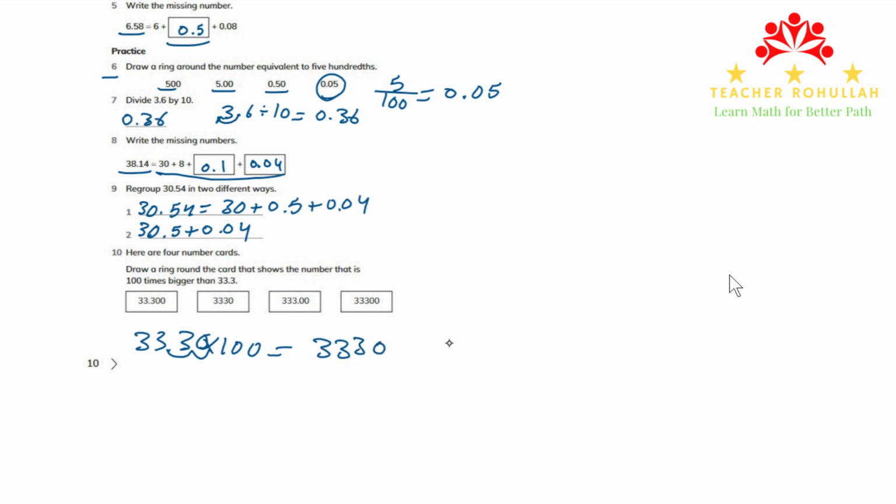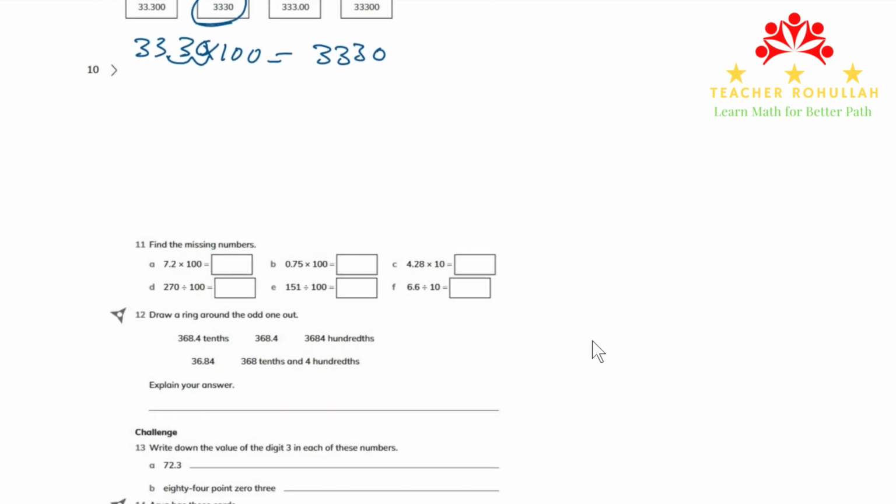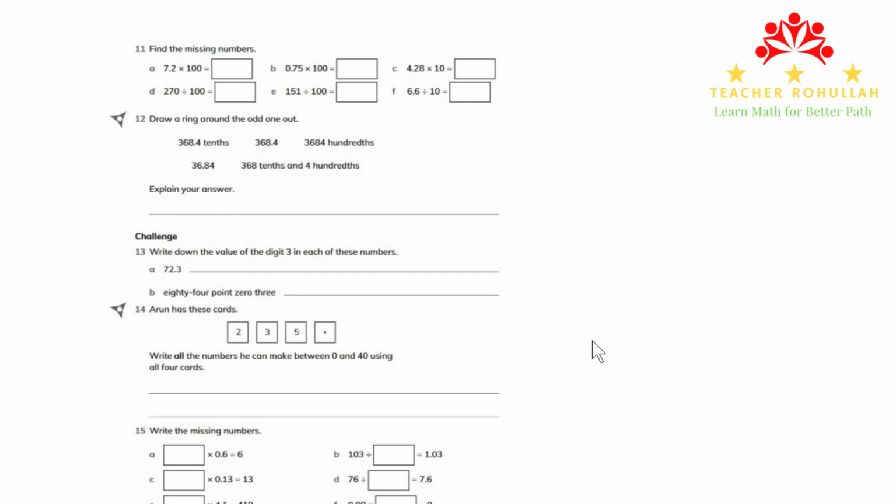3,330. Which one is showing 3,330? The number that shows 3,330 is here. This one is 100 times bigger than 33.3. We are done with page 10. Let's now move to page 11. Okay. In page 11, we start with question 11. Question 11 says, find the missing number.